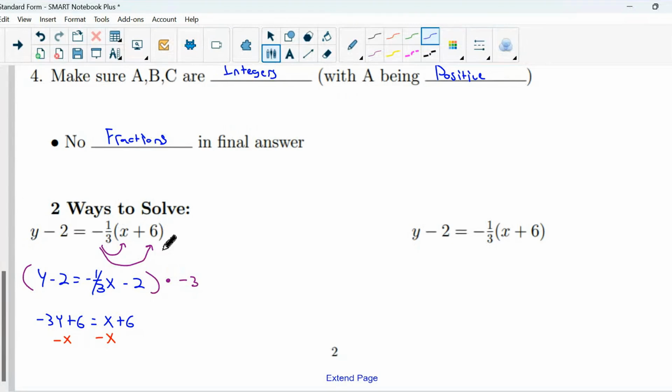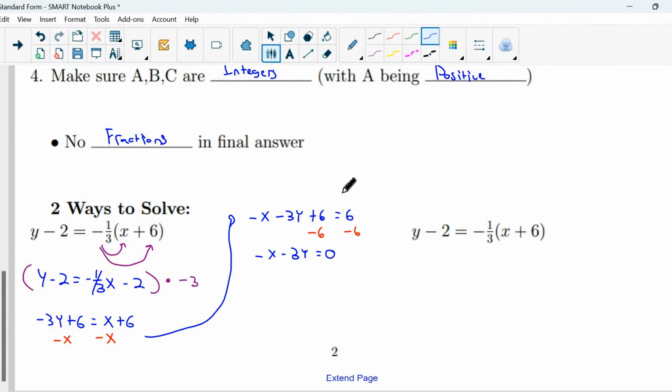Okay, that is going to get me, here, let's go back up here. That will get me negative x minus 3y plus 6 equals 6. All right, so now I need to subtract 6 so that I only have variables on the left side. So that gives me negative x minus 3y equals 6 minus 6, which is just 0.